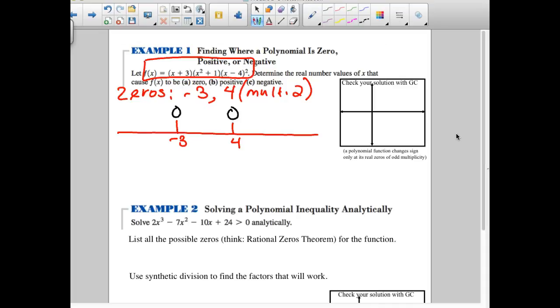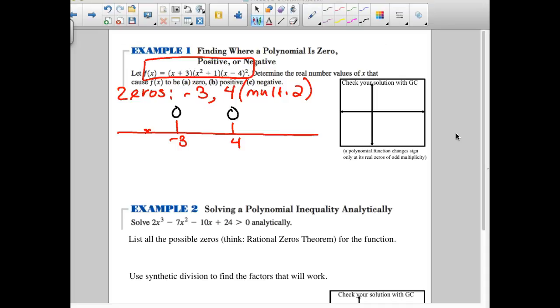Now, to make our sign chart, we're going to pick a number in each of those intervals. In other words, I need something that's smaller than negative 3. Something over here. Negative 4. That works, right? Anything smaller than a negative 3 will work. Okay? What we're going to do is we're going to take that number and we're going to put it into each of our factors. And we don't care about the exact number that we get in each factor. We only care about the sign.